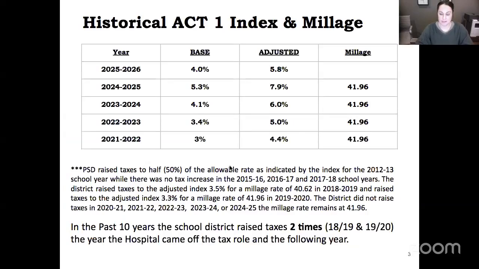In 18-19 and 19-20, we raised taxes to the full index, and this timing aligns with when the Pottstown Hospital was acquired and went into nonprofit status. So in the past 10 years, we raised taxes 2 times, and that was in 18-19 and 19-20.